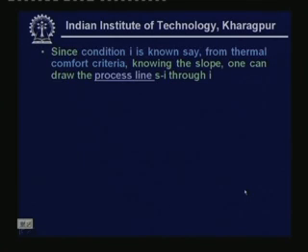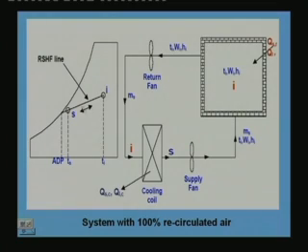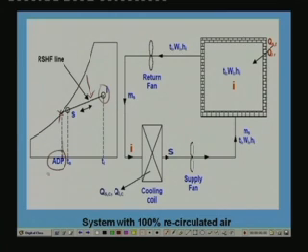Now, since condition I is known, say from thermal comfort criteria, knowing the slope one can draw the process line SI through I. We have already explained this. The intersection of this line with the saturation curve gives the ADP of the cooling coil. We are able to draw this line because we know the slope of the line and we know one point. If you extend this line to where it meets the saturation curve, that temperature will give you the coil ADP, the ADP of the cooling coil.